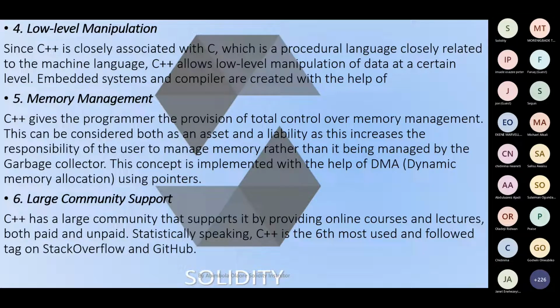Number 6, C++ supports a large community. C++ has a large community that supports it by providing online courses and lectures, both paid and unpaid. Statistically speaking, C++ is the 6th most used and followed tag on Stack Overflow and GitHub.